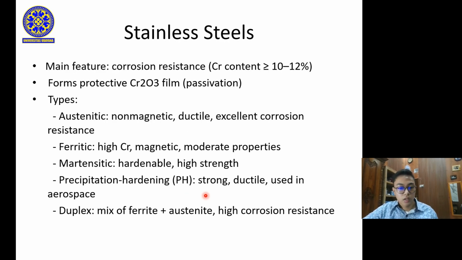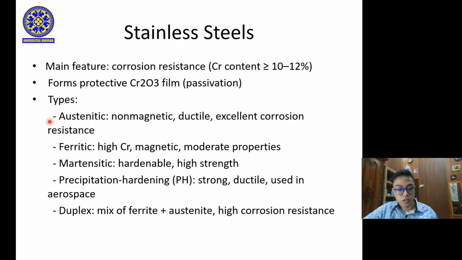Stainless steel is famous for its corrosion resistance properties because of the chromium content on the surface. It must have a minimum of 10 to 12% chromium. There are different types of stainless steel.